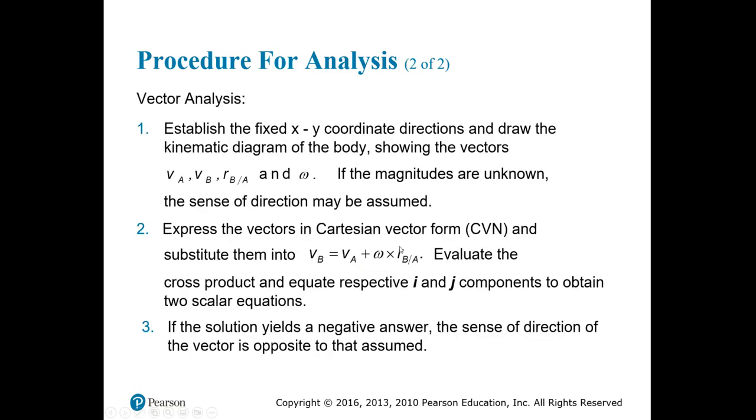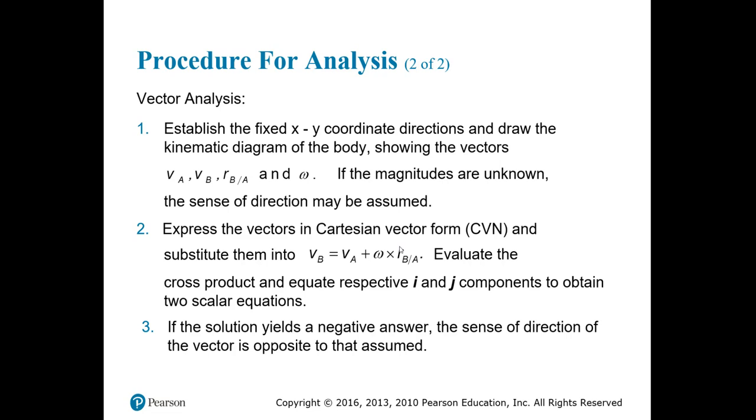When we're talking about vectorial analysis, we need to establish x and y coordinate directions and draw the kinematic diagram showing the velocities vA, vB, rB/A, and omega. If these magnitudes are unknown, the sense of direction might be assumed, right? So you will assume that it goes to the right or left based on the movement itself and based on what is given. You will assume things with facts in your hands.